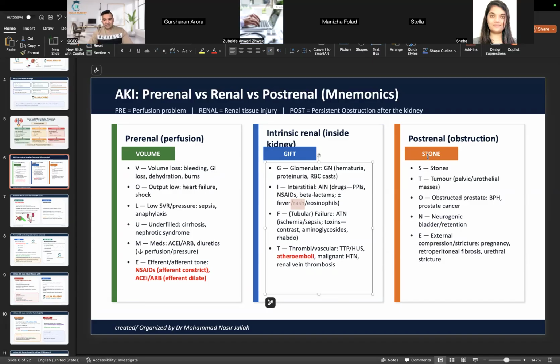Now, for post-renal, there's a mnemonic called STONE. S stands for stone itself. T stands for tumor. O stands for obstruction, such as an obstructed prostate, benign prostatic hyperplasia, or prostate cancer. N stands for neurogenic bladder or retention. E stands for external compression or stricture, for example, pregnancy, and so on and so forth.